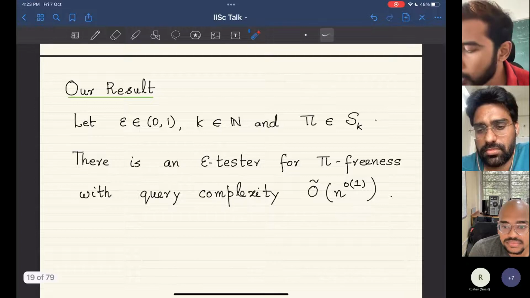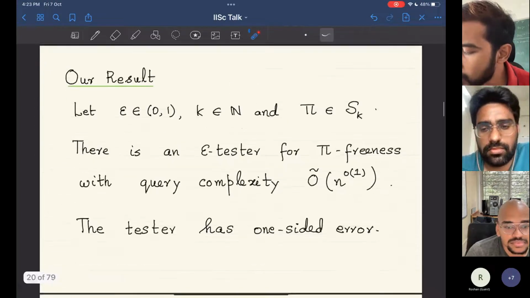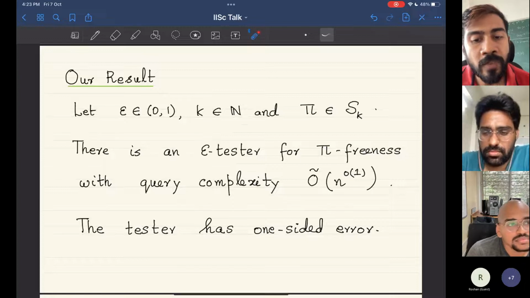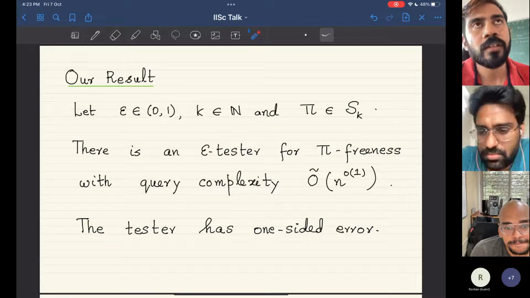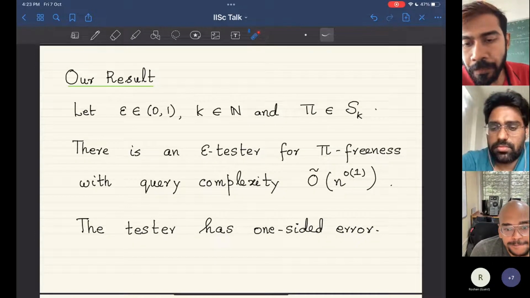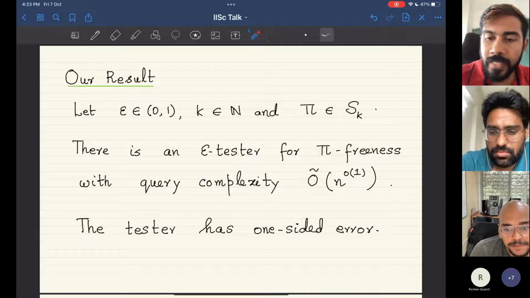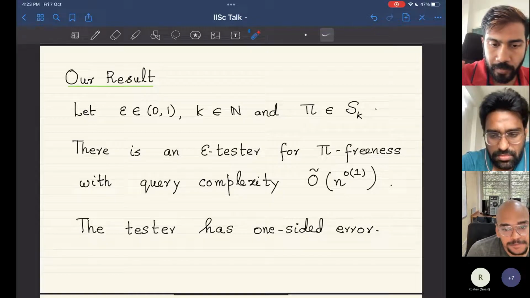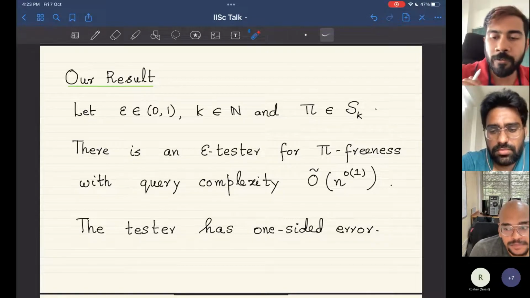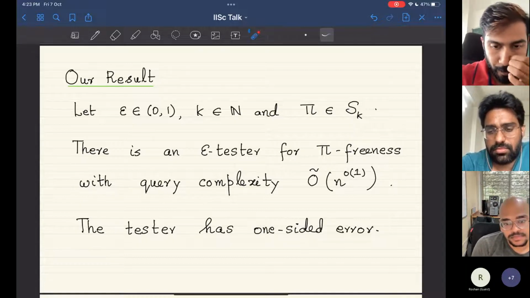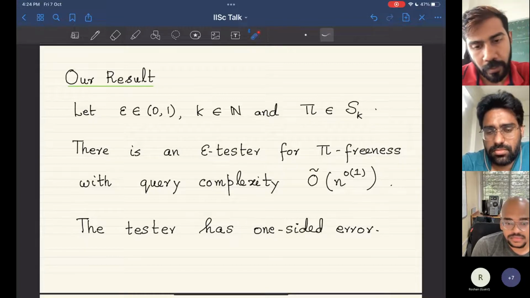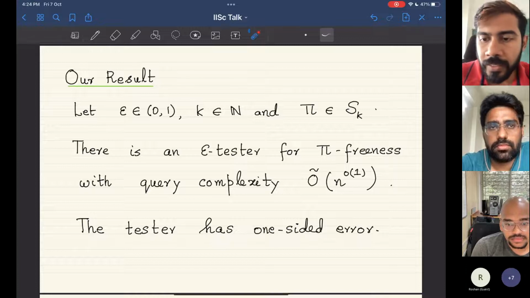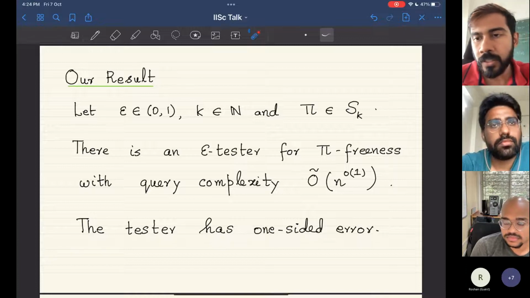So this is our result, and our tester also has one-sided error. By this I mean the following: if the array is pi-free, our tester will always say yes. And if the array is epsilon-far from pi-free, with high probability my tester is going to say no, or rather, not pi-free. Are there any questions about the result or the context?